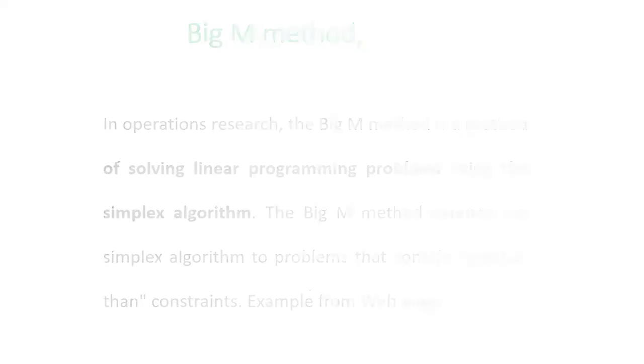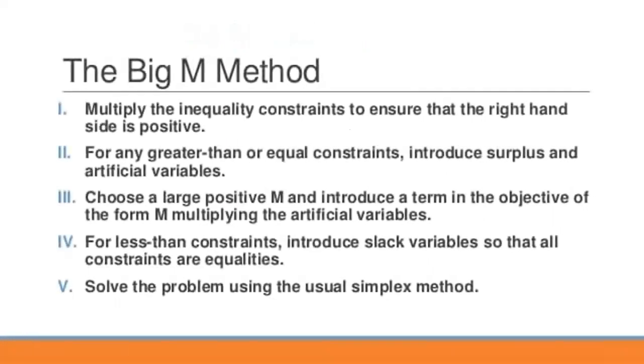Moving towards the next slide of our video lecture, the Big M method has the following algorithm. Multiply the inequality constraint to ensure that the right hand side is positive. Then for any greater than or equal to constraints, introduce surplus and artificial variables. Choose a large positive M and introduce a term in the objective of the form M multiplying the artificial variables. Then for less than constraints, introduce slack variables so that all constraints are equalities. Solve the problem using the usual simplex method.